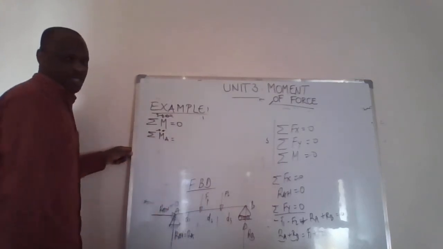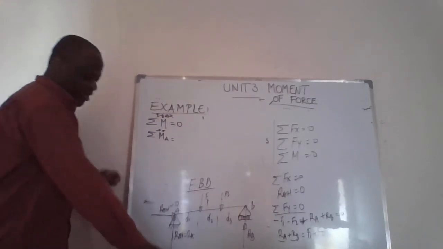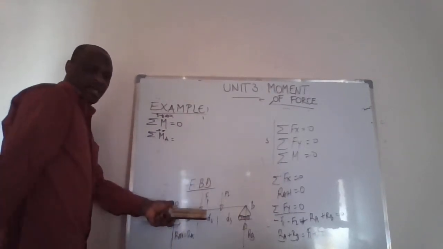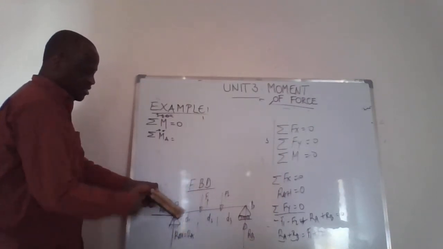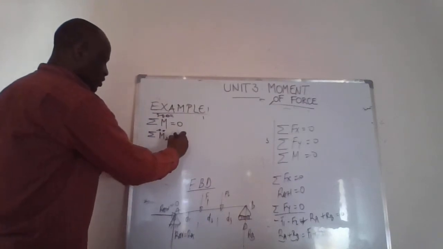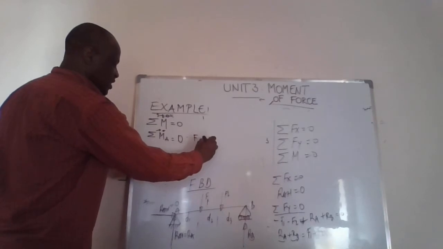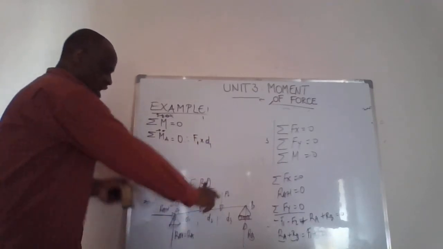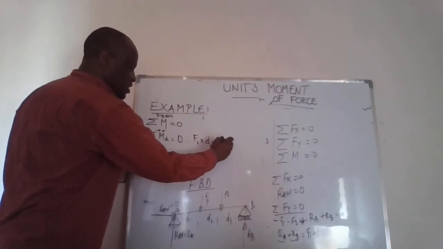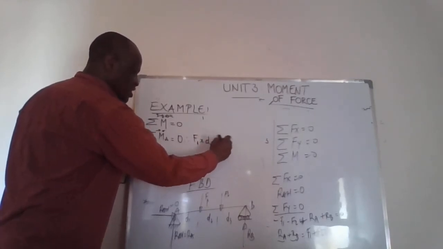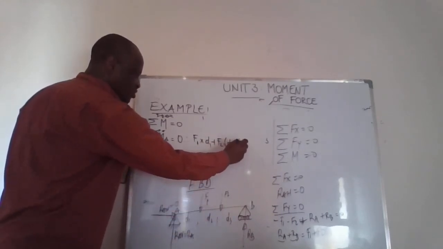At support A, what's going to be the moment created by F1? Everybody can see that F1 being here, F1 will create a clockwise moment. That moment will be F1 times the perpendicular distance, which is D1. F2 will also create a clockwise moment, call it positive, times the perpendicular distance. What is the perpendicular distance? It will be D1 plus D2. That's the moment arm.